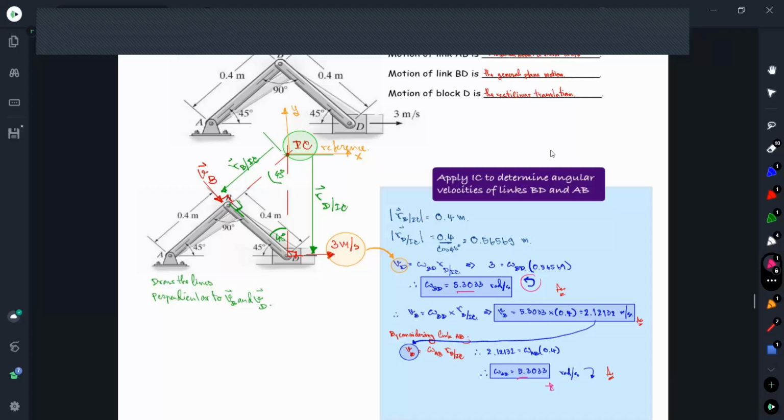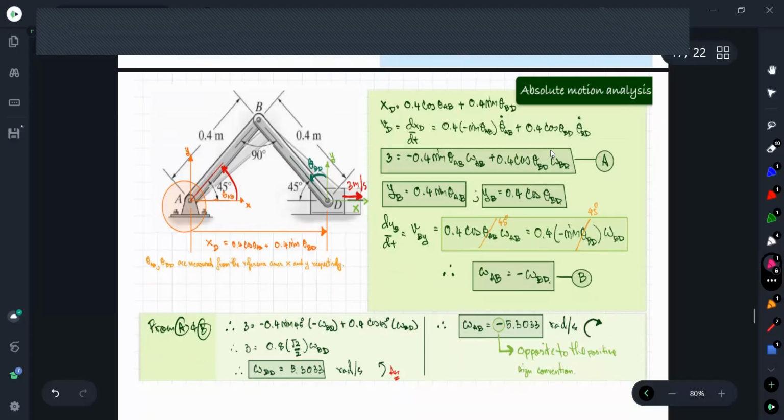If we would like to know the direction also, we have to predict it by ourselves. For this case, when D is moved to the right, BD should be rotated counterclockwise, but AB will rotate in the clockwise direction, as shown in this picture.